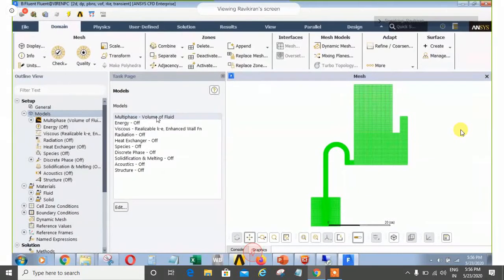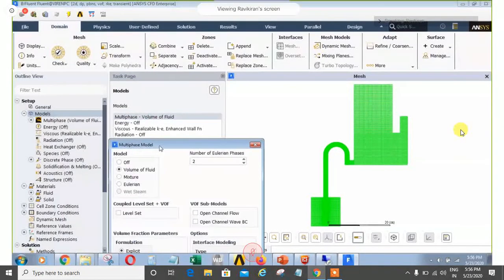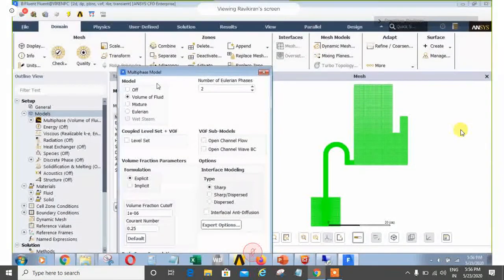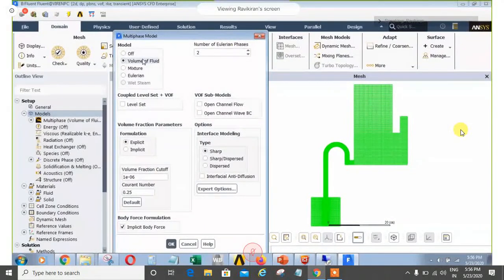Now, when we are moving to the multi-phase flow applications, first of all, we are switching it on. So here we are opting for the volume of fluid model, and the number of Eulerian phases we are setting as 2. So basically, this implicit body force is used when we have a large body force as compared to the secondary phase.